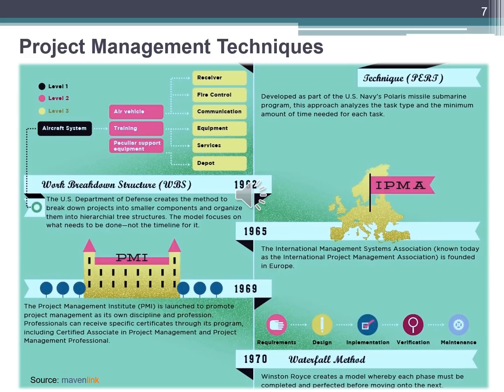In 1970, the waterfall method was invented. Winston Royce creates a model whereby each phase must be completed and perfected before moving on to the next level.